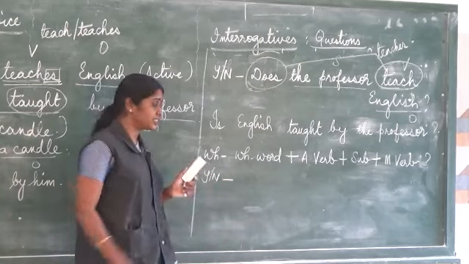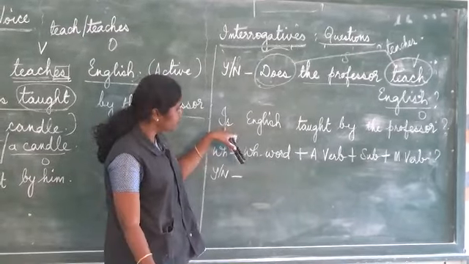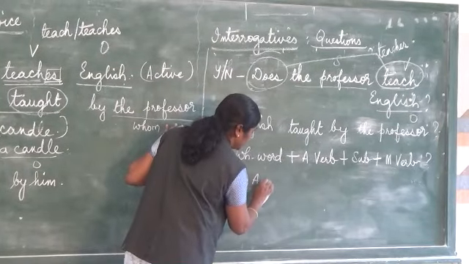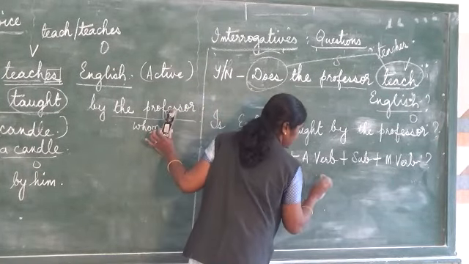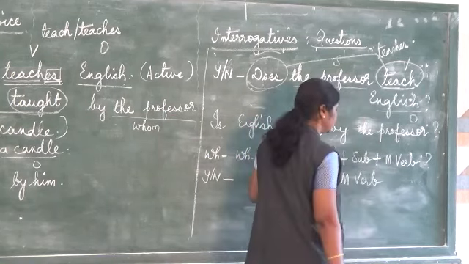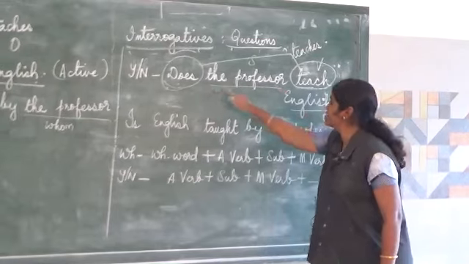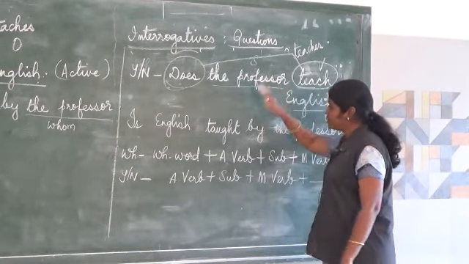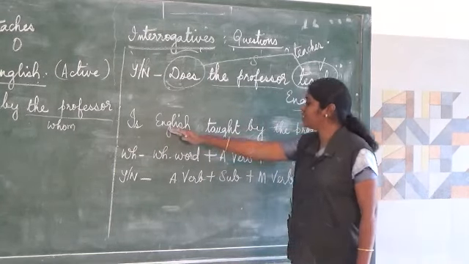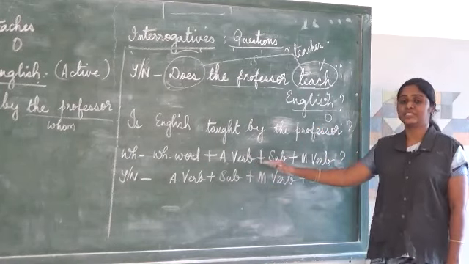Now what about a yes or no question? The only difference is in a yes or no question you will not have this WH word. If you see a yes or no question, it directly starts with an auxiliary verb. So this part alone you have to omit. Then you have auxiliary verb plus subject plus main verb. Clear? And if there is an object, you will have it after this main verb. See, does the professor teach English? Auxiliary verb, subject, main verb, then object. If you see the answer also, auxiliary verb, subject, main verb, then the object. So this is the structure of WH question and yes or no question.